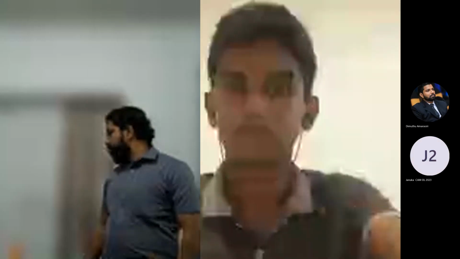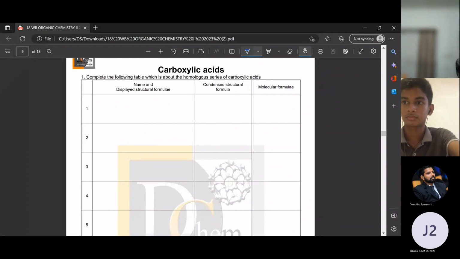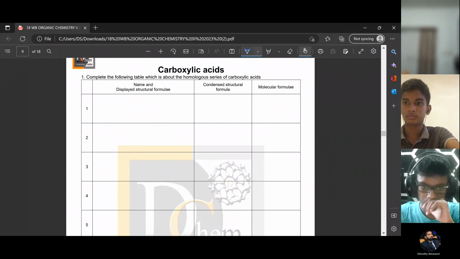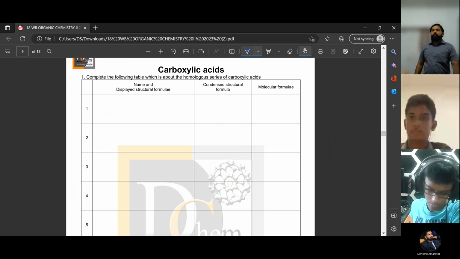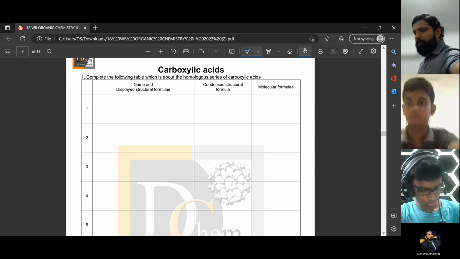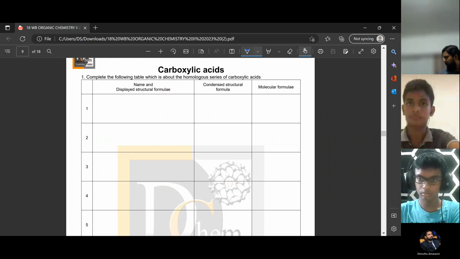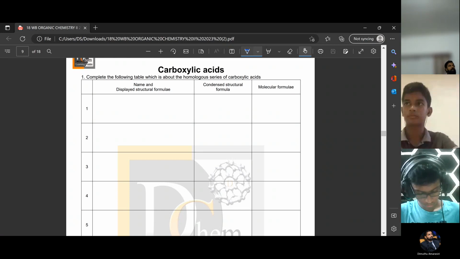This is the very last part of the organic chemistry in our class. So today we'll be doing carboxylic acids. Don't worry, I'll be explaining every bit of it, even though some of you are a little new to organic. Let's try to finish it today itself. Carboxylic acids: name and display structural formula.